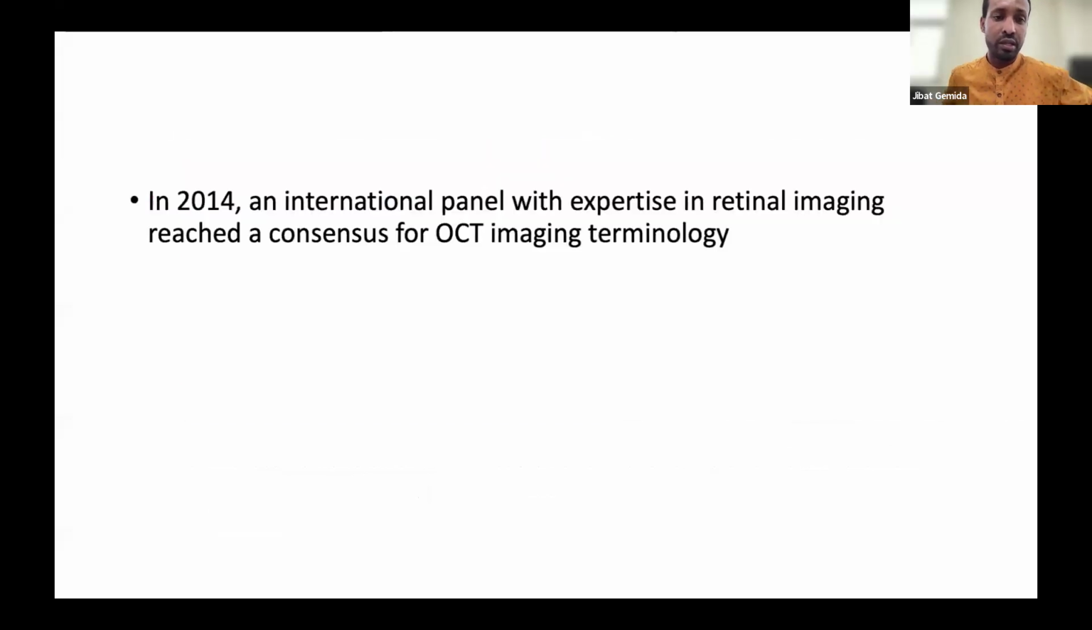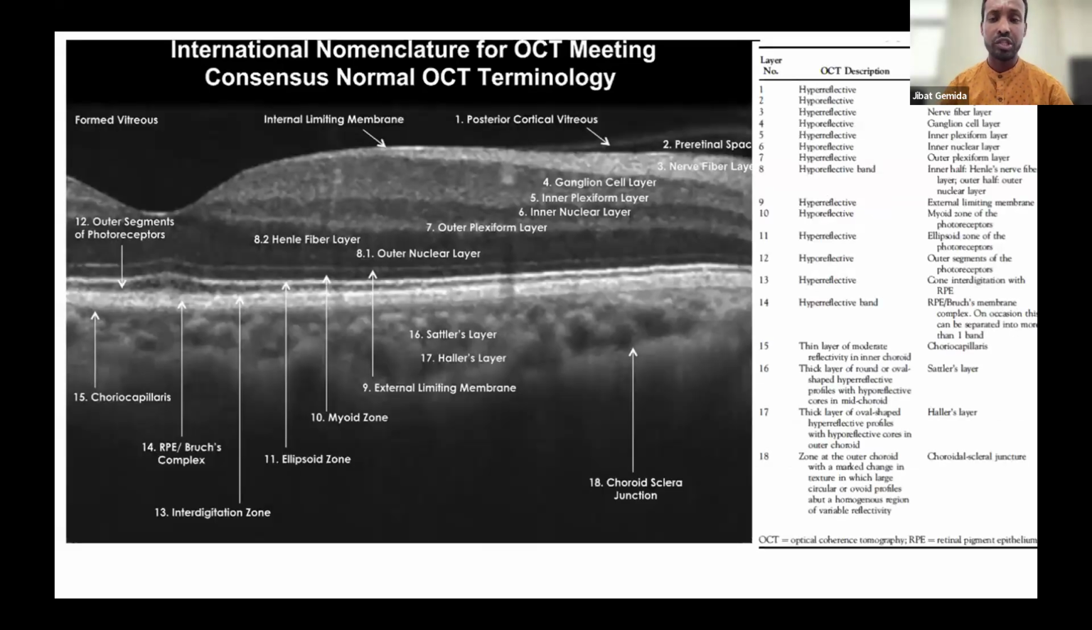So in 2014, an international panel of experts gathered to reach a consensus for OCT imaging terminology. In general, they gave a terminology for 18 layers starting from the posterior cortical vitreous to the chorioscleral junction.